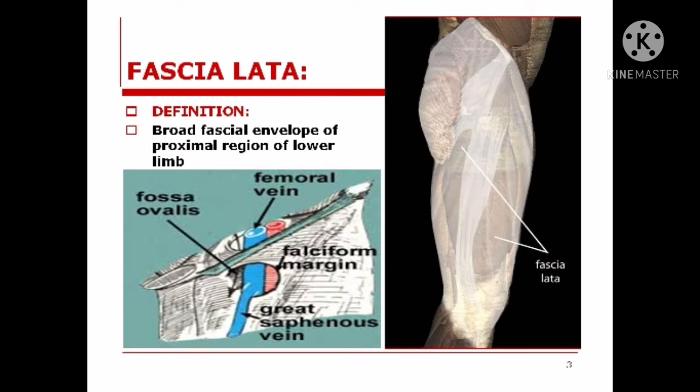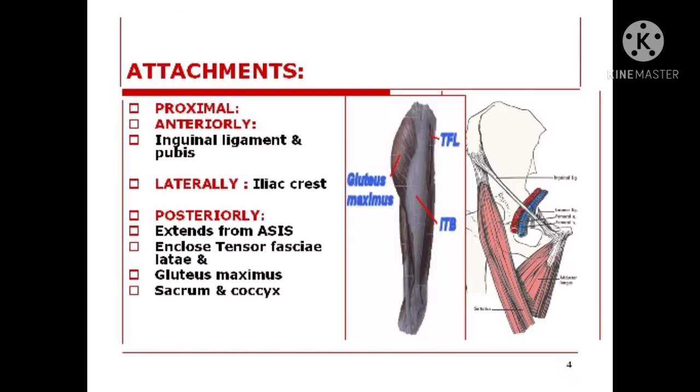The fascia lata. As usual, next to the skin is the superficial fascia and then the deep fascia. Over here in the thigh region, the deep fascia is called the fascia lata. By definition, it is a broad fascial envelope of the proximal region of the lower limb.